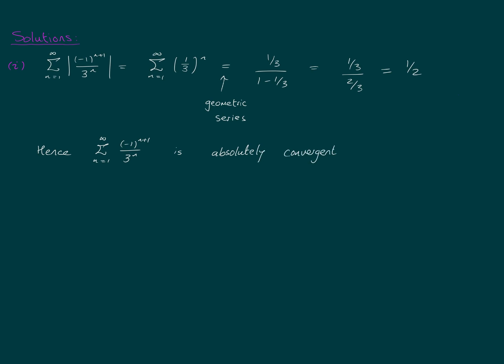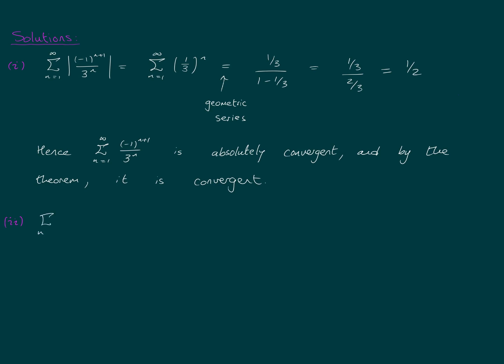And hence, by the theorem, it must converge. Okay, because absolute convergence implies convergence. Second example, this one was a little more complicated.